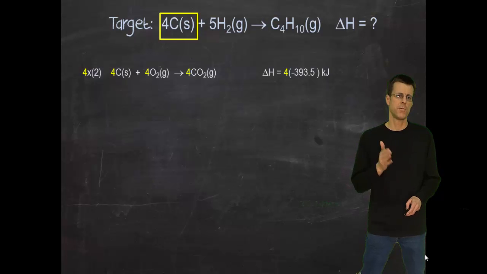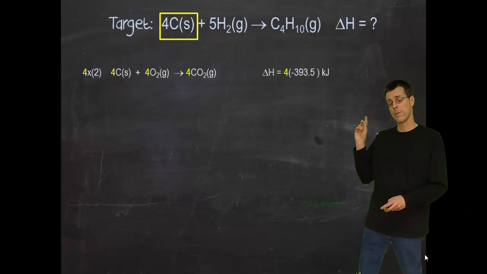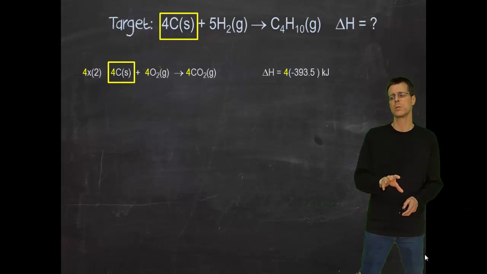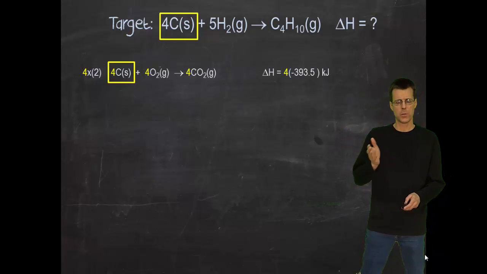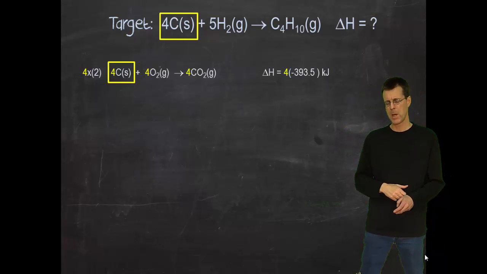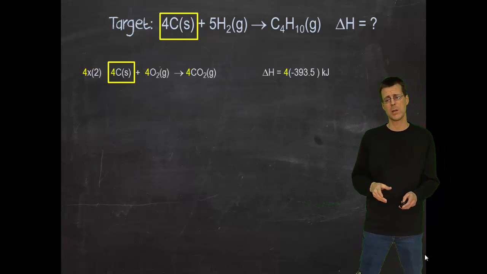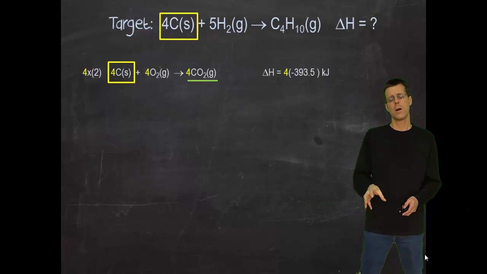Now I multiply it by 4. And if I multiply the second reaction by 4, I will have 4 carbons and 4 oxygens making 4 carbon dioxides, but most importantly, 4 carbons. Now, I'll also multiply the energy term by 4, so 4 times the -393. Now, of course, that does 2 things for me. It puts the carbon where I need it to be, but it also obviously puts carbon dioxide in my overall reaction. So I now am going to try and eliminate that 4 carbon dioxide.